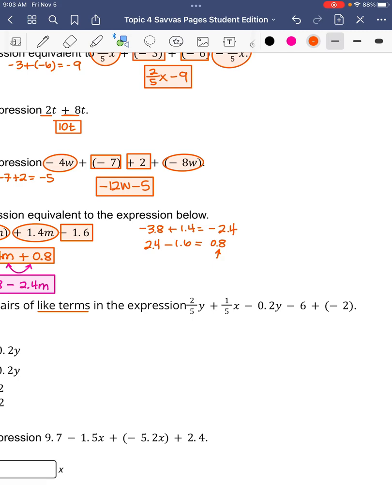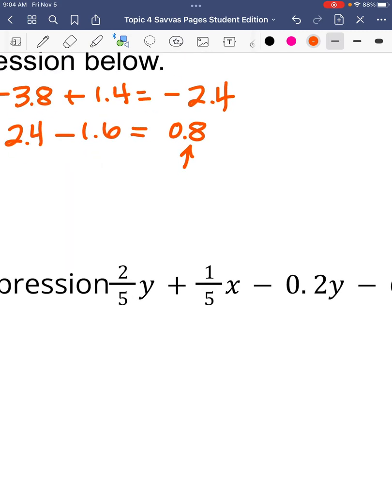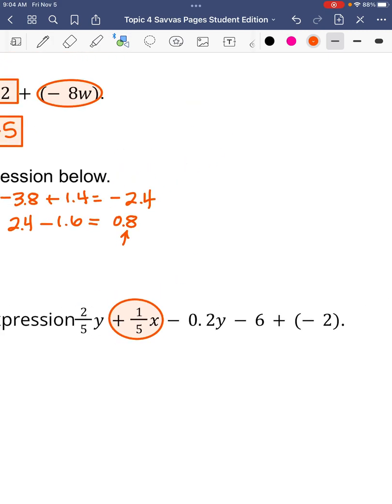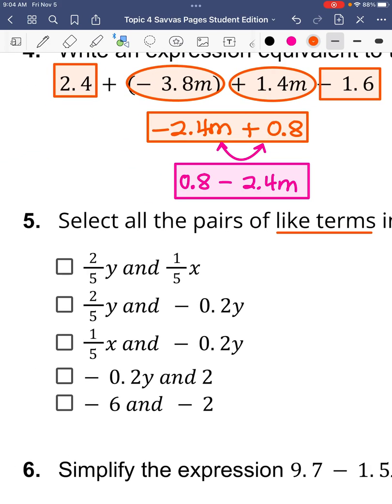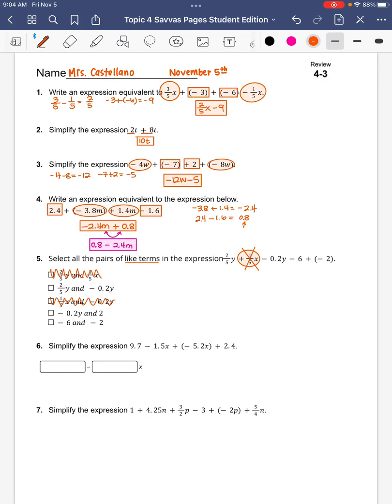Okay, so if I were to start combining like terms and simplifying this expression, I would start with my x's. So we have 1/5 x. Well, are there any other x's in this problem? Nope. So I know that that's not going to combine with anything. So any answer choice that has 1/5 x, I can go ahead and eliminate. So this first one has 1/5 x, and the third one has 1/5 x. Okay, we're off to a good start.